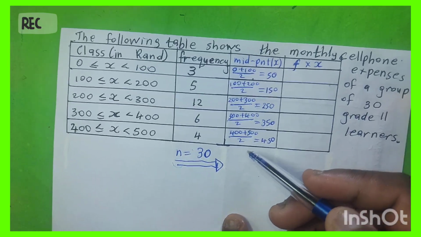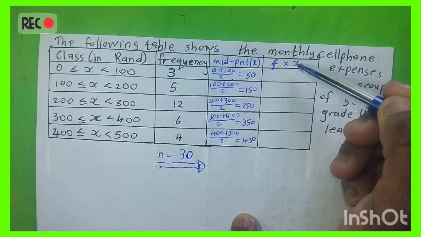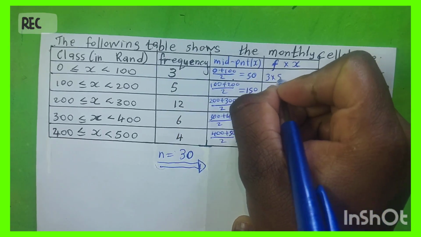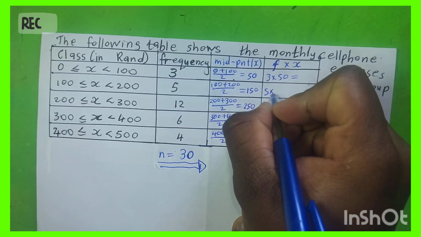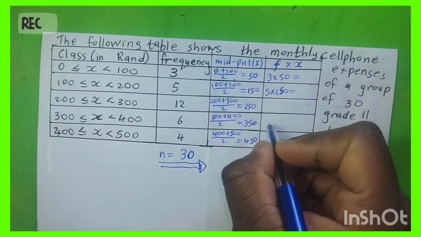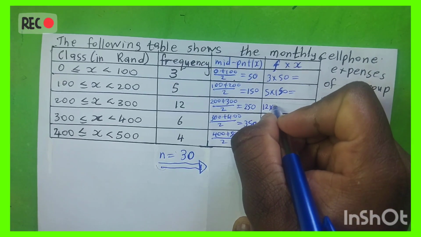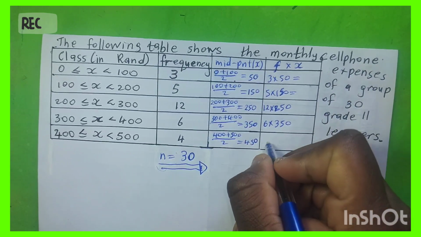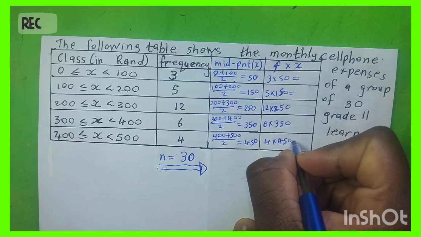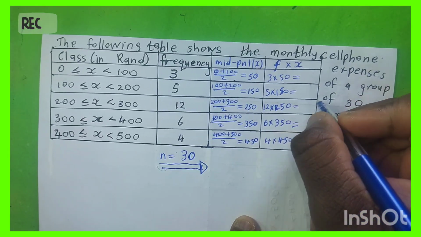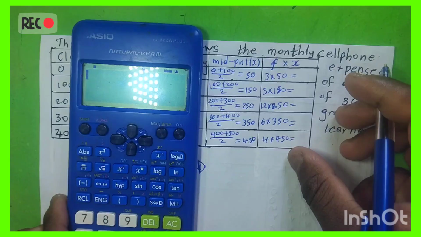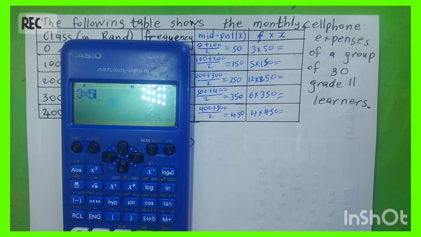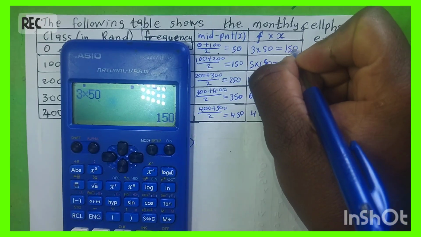And now what you should do is get frequency multiplied by midpoint. You say frequency multiplied by midpoint here to get the answer, then frequency multiplied by midpoint to get the answer, and frequency multiplied by midpoint there, as well as this one. Do not panic when you get bigger values. Just follow the approach and understand that approach. So this multiplied by 50 means here it's 150.